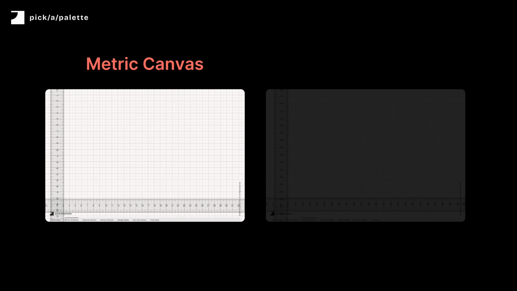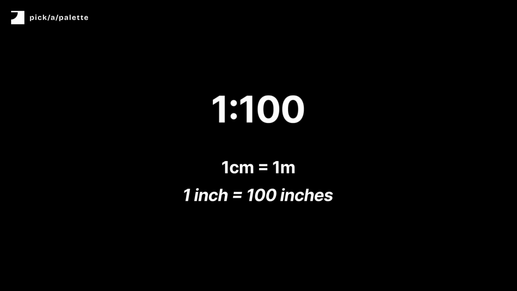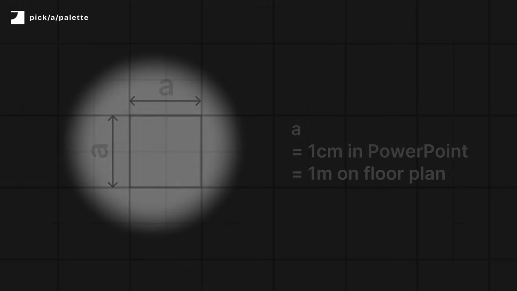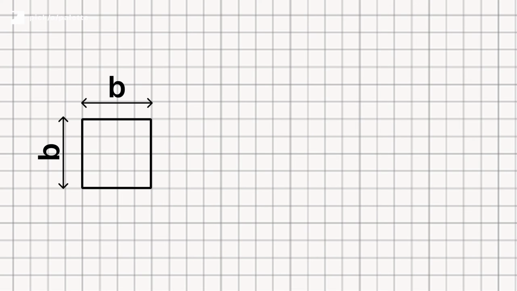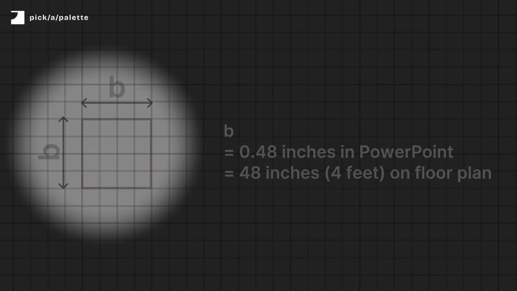There are 2 canvases, one for metric users and one for imperial users. Both are already set up at 1:100 scale. In simple terms, the canvas lets a small measurement in PowerPoint represent a real measurement on your floor plan. For metric users, 1 centimeter in PowerPoint represents 1 meter in the floor plan. For imperial users, each grid square represents 4 feet.